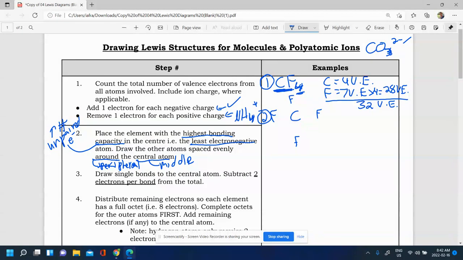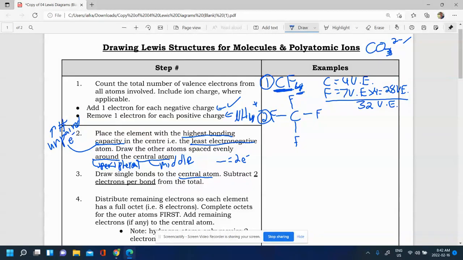So this is our step 2. We placed our central atom and we placed our peripheral atoms around it. And next we're going to draw single bonds to the central atom. So we're going to connect each of the peripheral atoms to the central atom with single bonds. So 1, 2, 3, 4. And when we've done this, each of these single bonds, each one line, is going to represent 2 electrons. So what that means is that we've used up 2 electrons in each of the single bonds.